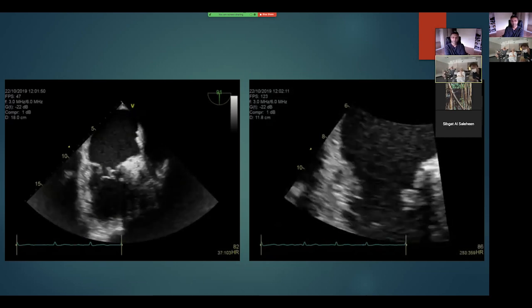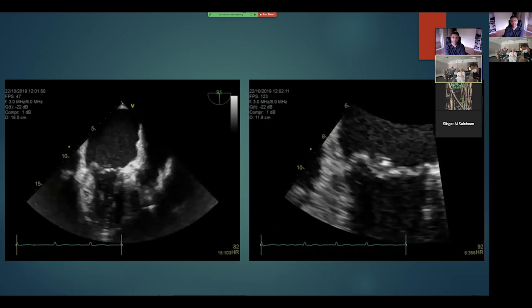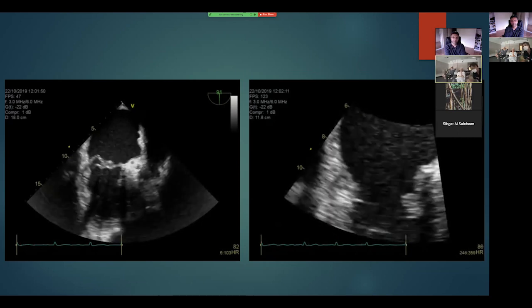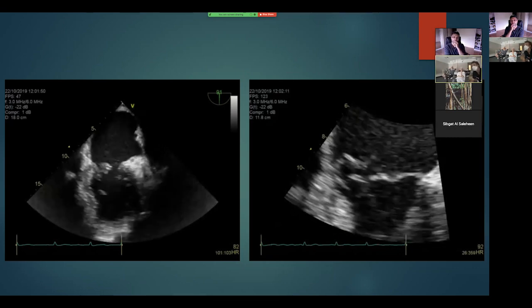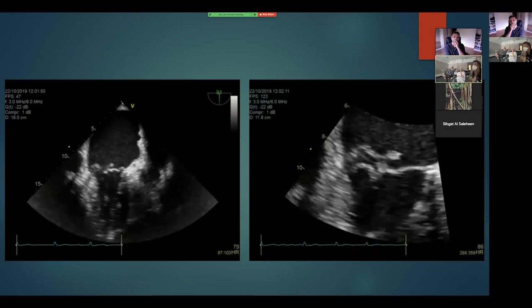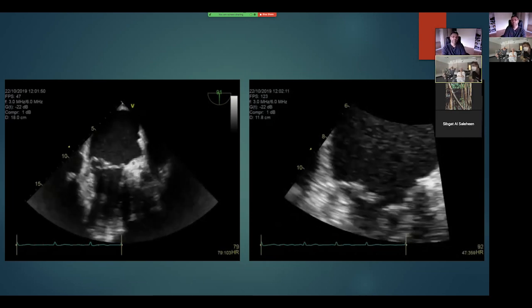Okay, so we had some P2 involvement before, now we have some P3 involvement. And again, it looks like the tip seems to be pointing towards the atrium, confirming our suspicion of flail rather than prolapse.